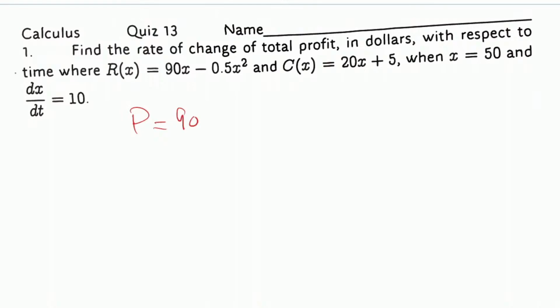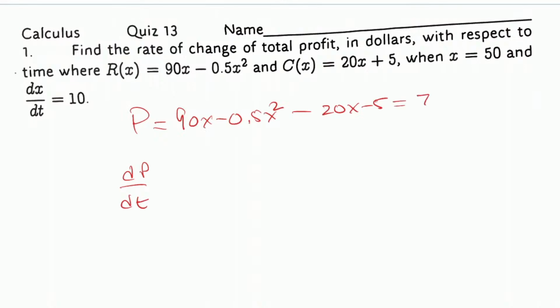So 90x minus 0.5x is the revenue minus the cost. And don't forget to subtract off the whole cost. I probably should have put that in parentheses to emphasize you're subtracting off 20x plus 5, but then the plus becomes a minus when you distribute the negative. So there's the profit, dp over dt.